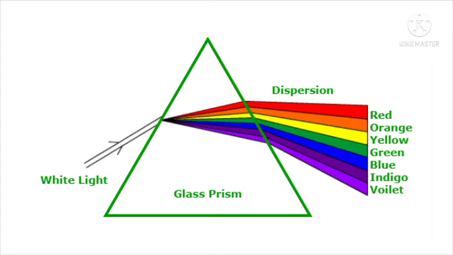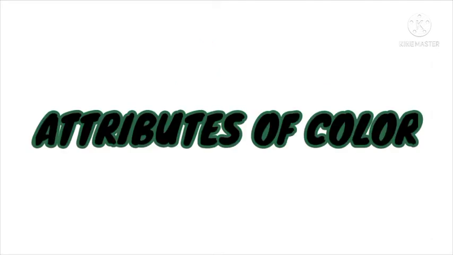Dispersion of light is the splitting of white light, when it passes through a glass prism, into its constituent spectrum of colors. Example: violet, indigo, blue, green, yellow, orange, and red. Dispersion figuratively means distribution, and that's exactly what is happening in the picture. The next topic is attributes of color.